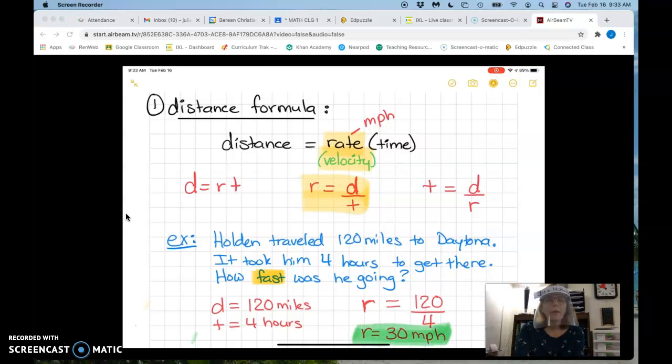That's too slow. Okay, so he was traveling 30 miles per hour, and that's what we're looking for. Over the next few days, we're going to really do a lot more of these distance formula problems, and you're going to become more familiar with how to do it and how to figure out which piece is which.